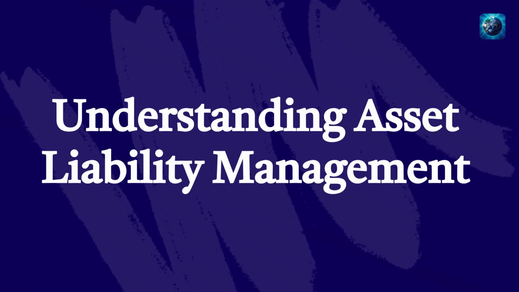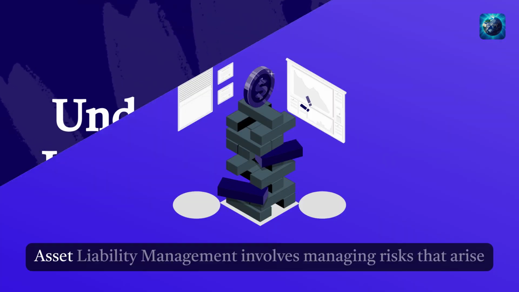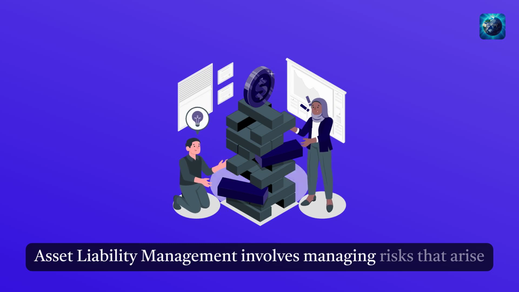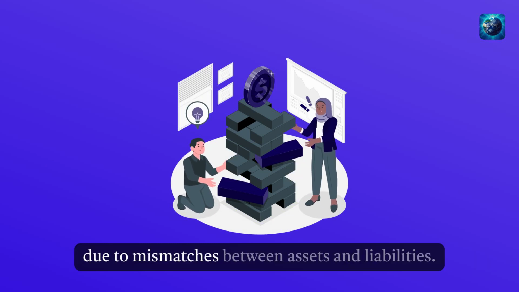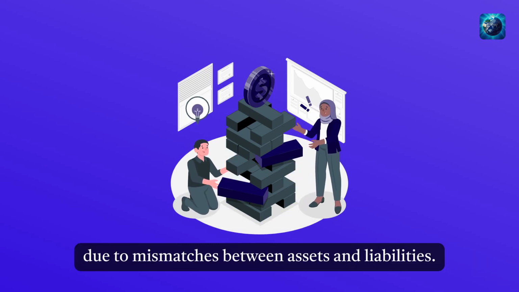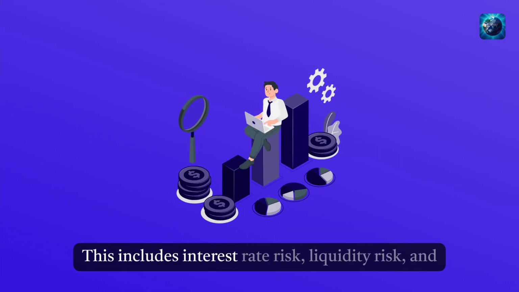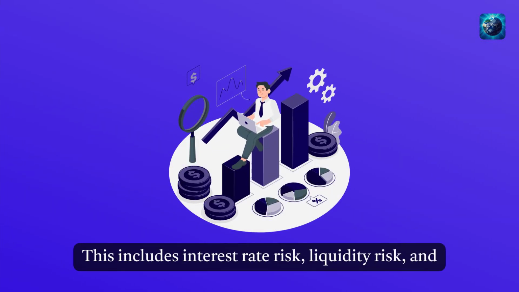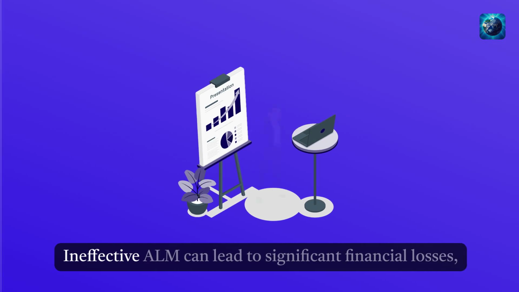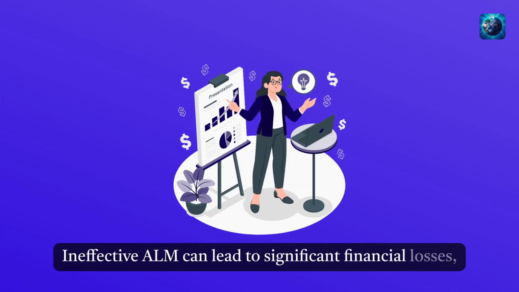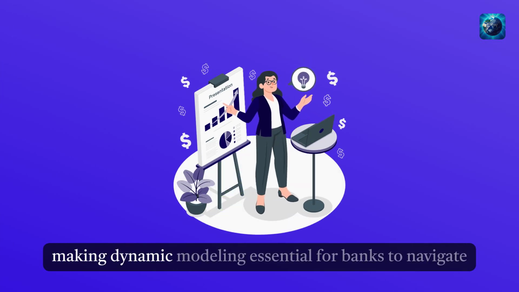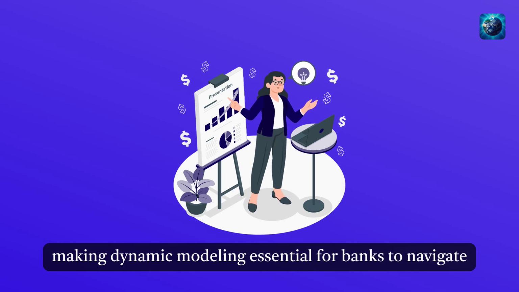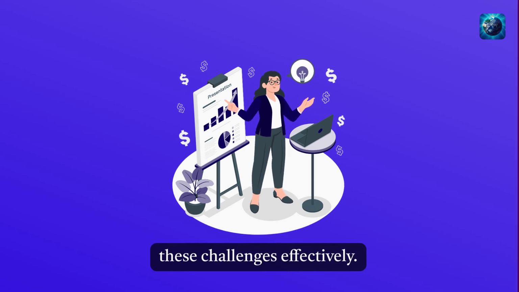Understanding asset liability management. Asset liability management involves managing risks that arise due to mismatches between assets and liabilities. This includes interest rate risk, liquidity risk, and funding risks. Ineffective ALM can lead to significant financial losses, making dynamic modeling essential for banks to navigate these challenges effectively.